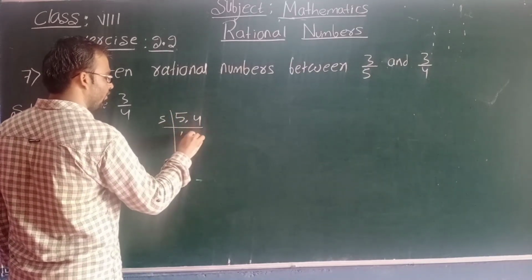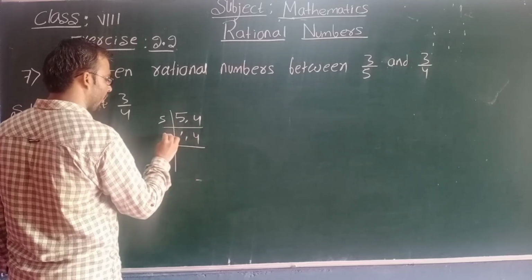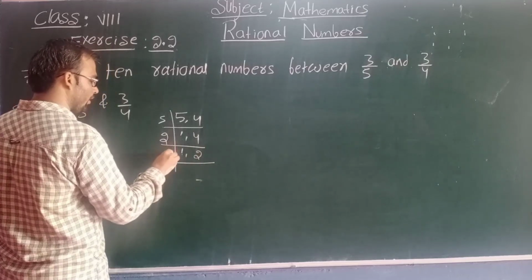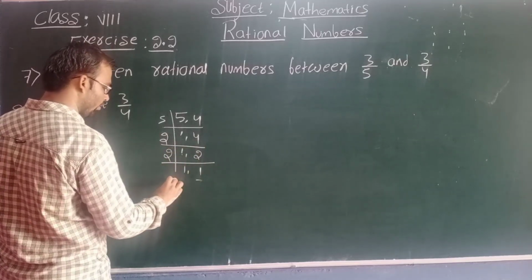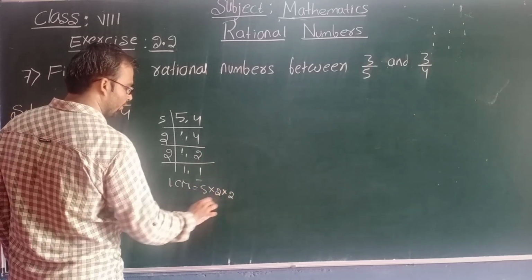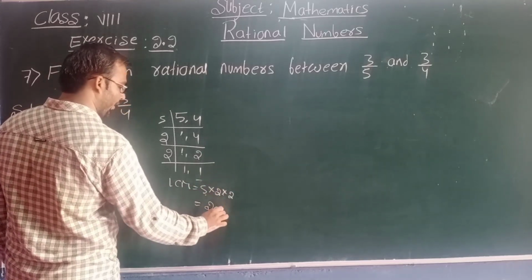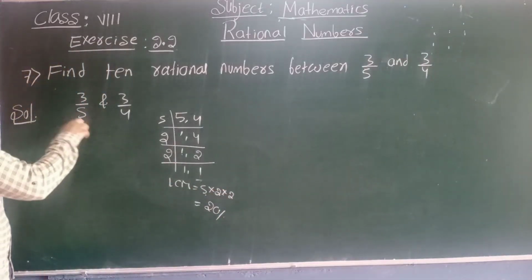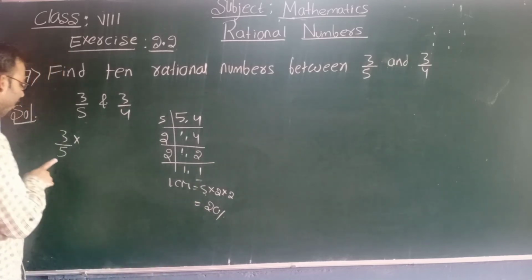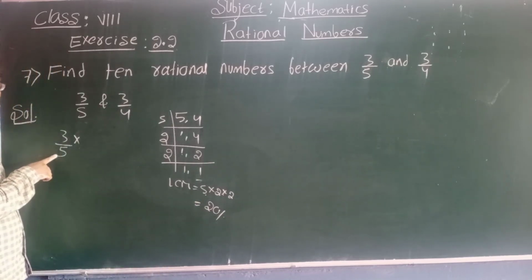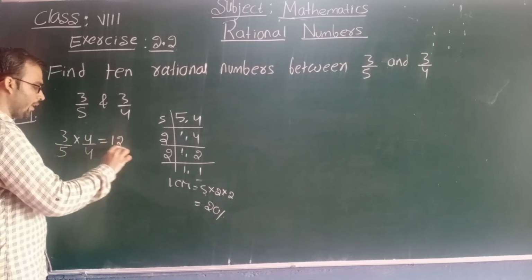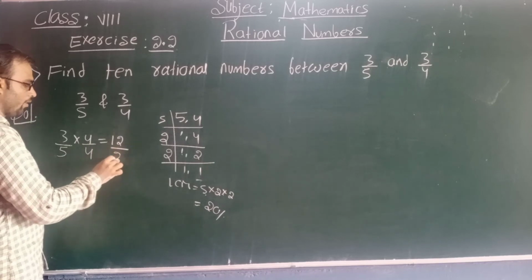So 5 ones are 5, 4 as it is. Here 1 as it is, 2 twos are 4, and 1 as it is, 2 ones are 2. So what is the LCM? LCM is 5 into 2 into 2. So 5 twos are 10, 10 twos are 20. So LCM is 20. Take this number first, 3 by 5. As LCM is 20 and here the denominator is 5, what do you need to multiply? 4. So multiply by 4 by 4. 3 fours are 12 and 5 fours are 20.